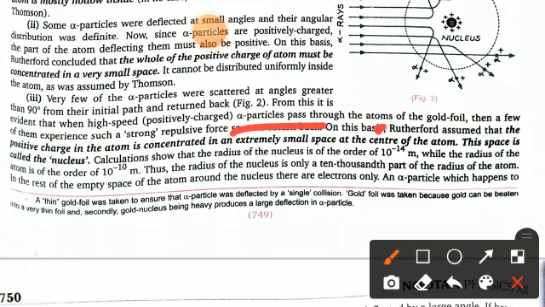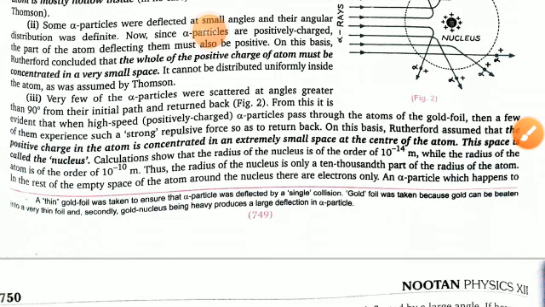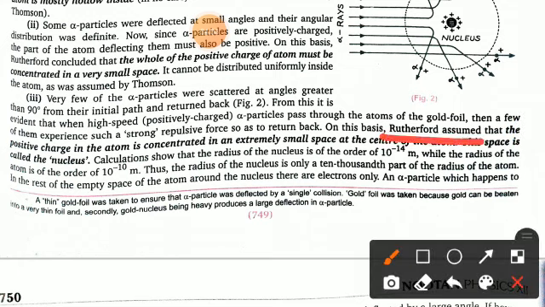On this basis, Rutherford assumed that the positive charge in the atom is concentrated in an extremely small space at the center of the atom, and this space is called the nucleus. From this experiment he described that the nucleus is positively charged. Calculation shows that the radius of the nucleus is of the order of 10 to the power minus 14 meter, while the radius of the atom is of the order of 10 to the power minus 10 meter.